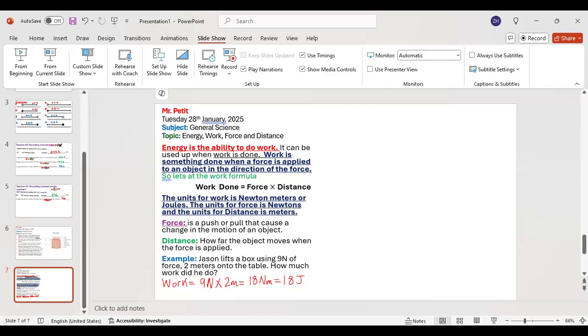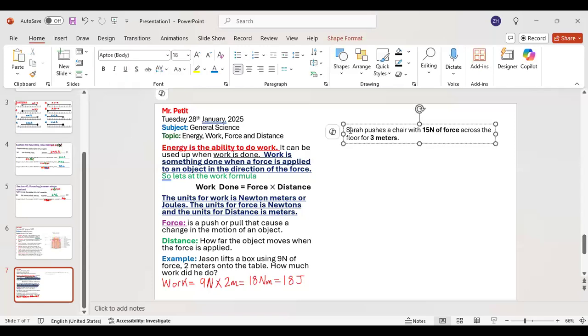Let's do another example. Let's say Sarah pushes a chair.